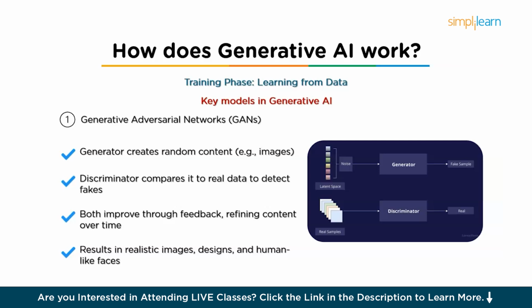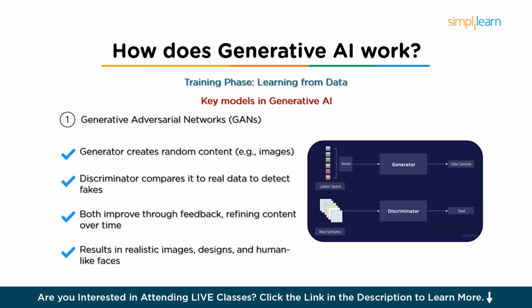And then the generator learns from the discriminator's feedback. Basically, the discriminator will give feedback on whether the content generated is correct or not. And then the generator learns from that feedback and tries to improve. Over time, the generator gets better at creating realistic content, and the discriminator gets better at detecting fake content. So this back and forth training process improves the overall ability of the model to create content that looks and feels real. So GANs have been used to create realistic images, generate new fashion designs, and even create human-like faces in photos.